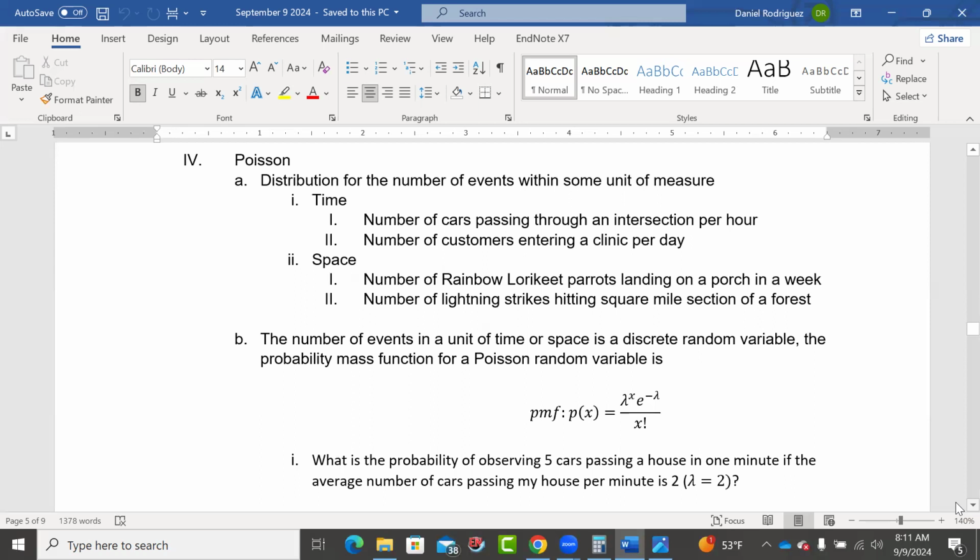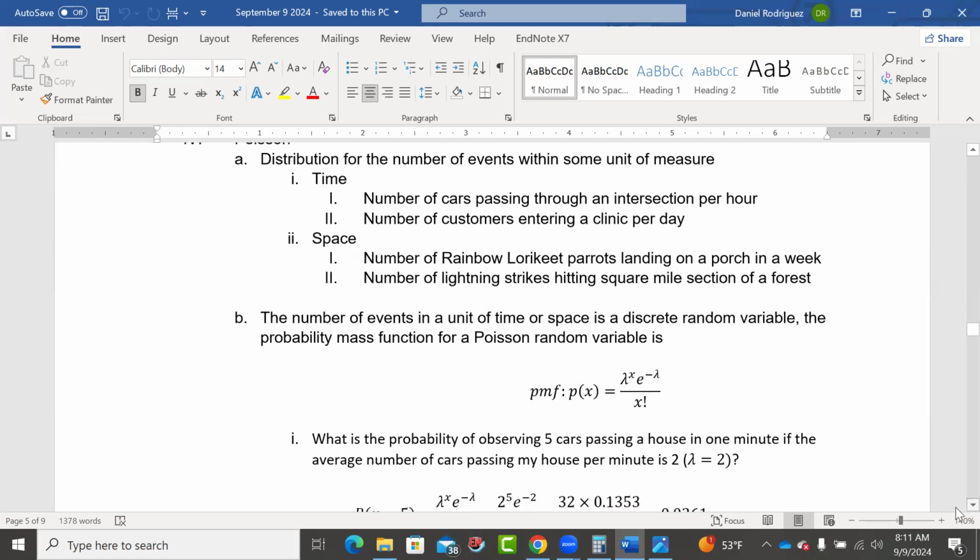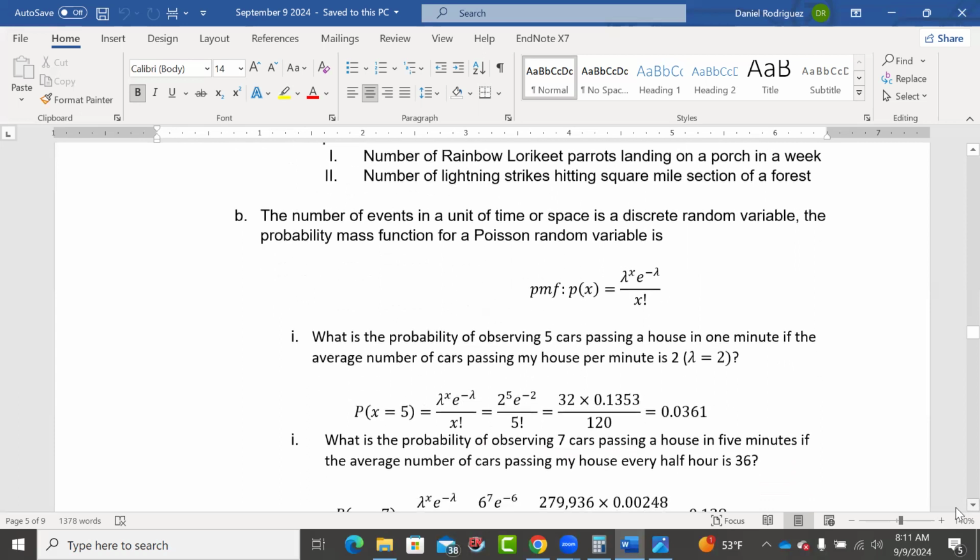Or the number of customers entering a clinic per day, right? Or in space could be the number of, the kind of parrot I have is a rainbow lorikeet. The number of rainbow lorikeet parrots landing on a porch in a week, so you can plan how much food to buy. Or the number of lightning strikes hitting a square mile section of forest. Those are all examples of where you'd use a Poisson. So you could do a lot of planning with it.